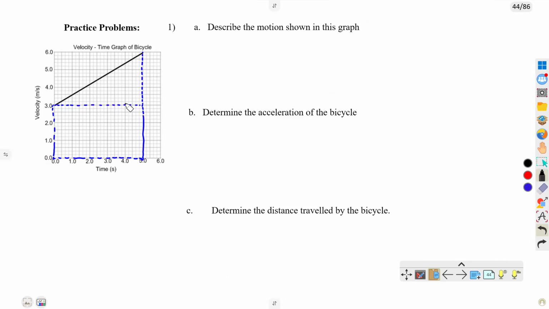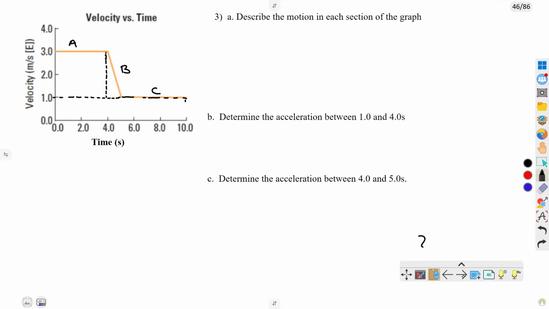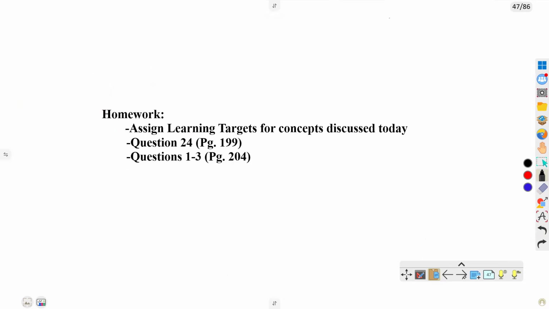In practice problem number 1, we're looking at the area of this triangle and the area of the rectangle below it. Number 2 is similar, asking to calculate the exact same things. Number 3 is going to be interesting, because you are traveling at a certain speed, then slowing down but not coming to a stop, and then continuing at that new speed.